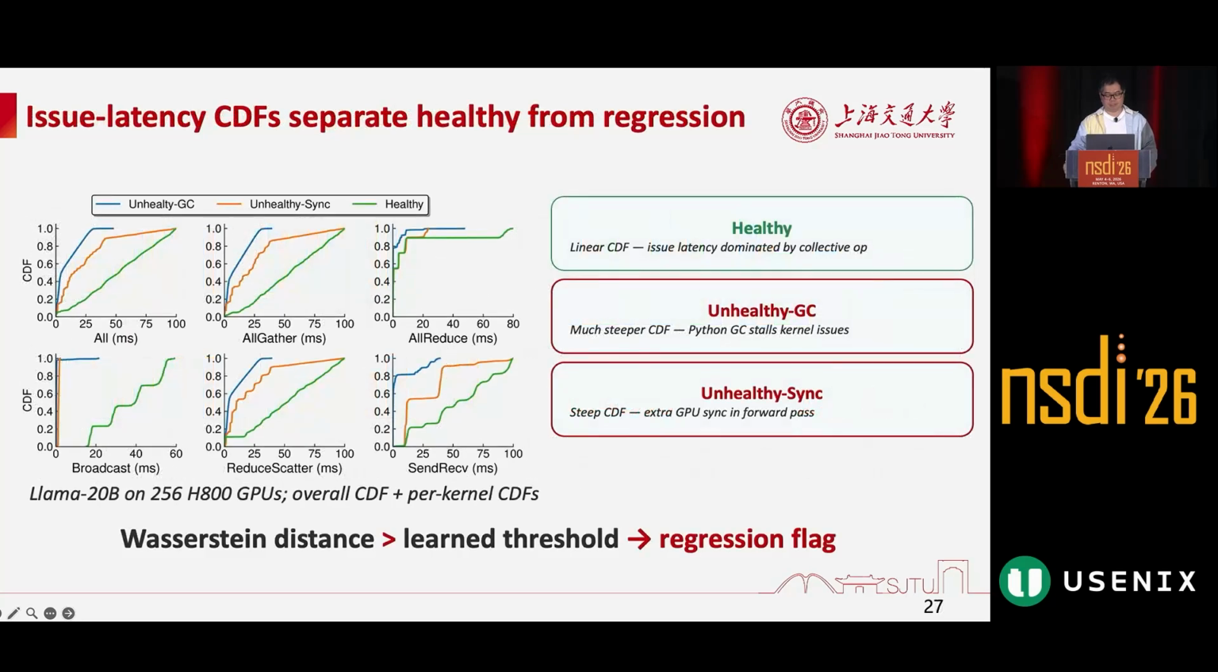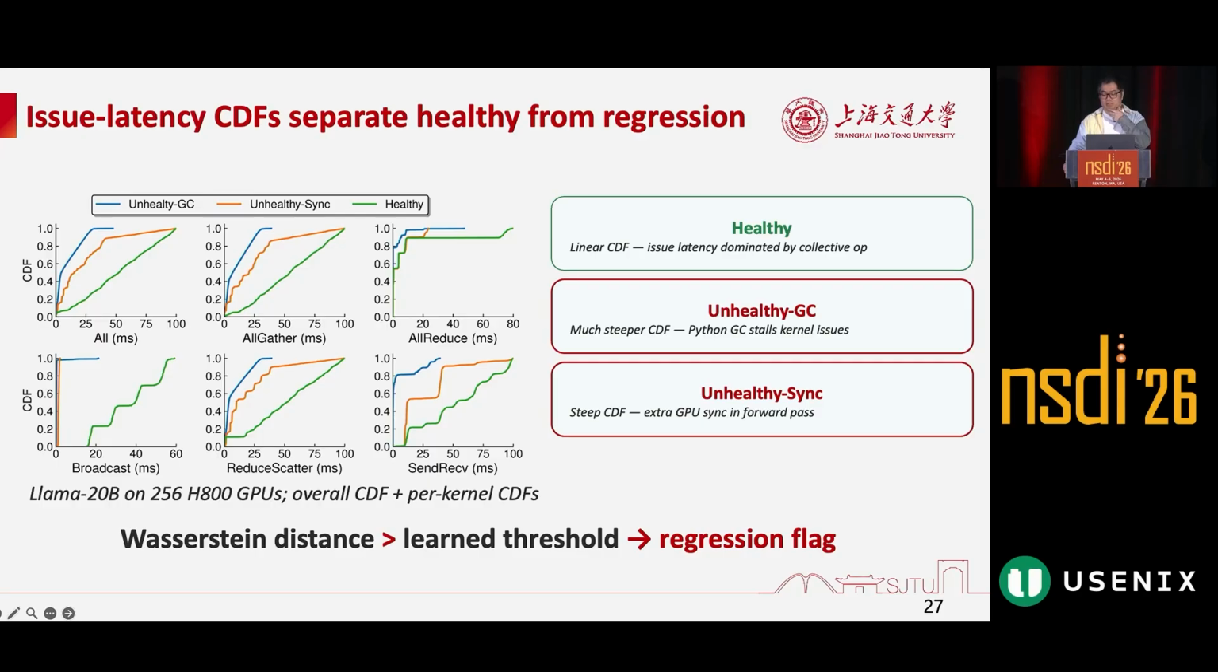So let's look at the regression. Here is the issue latency CDF. The curve for regression detection is roughly linear, dominated by the collective operators. But the unhealthy cases look different and give the steepest CDF.